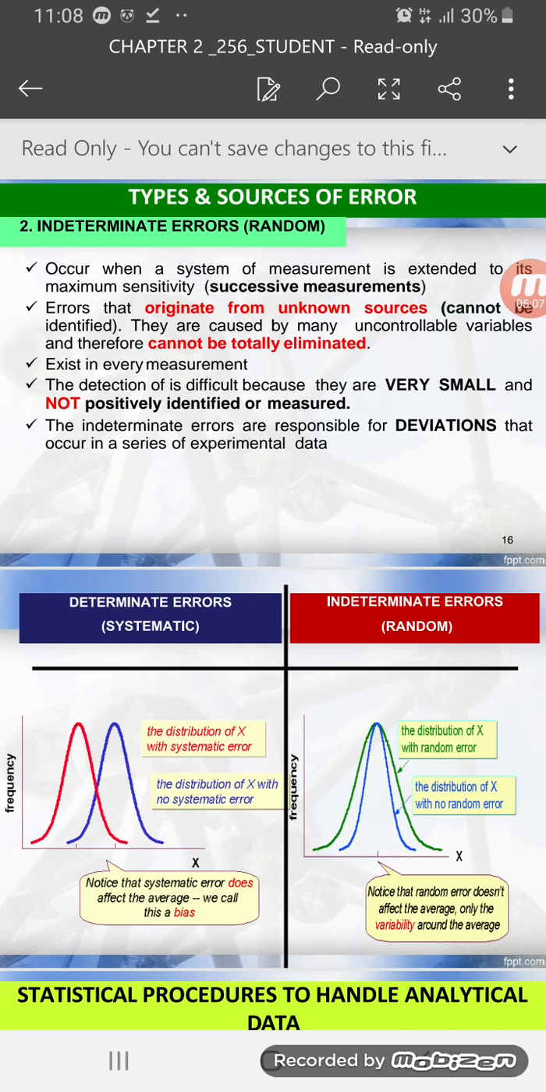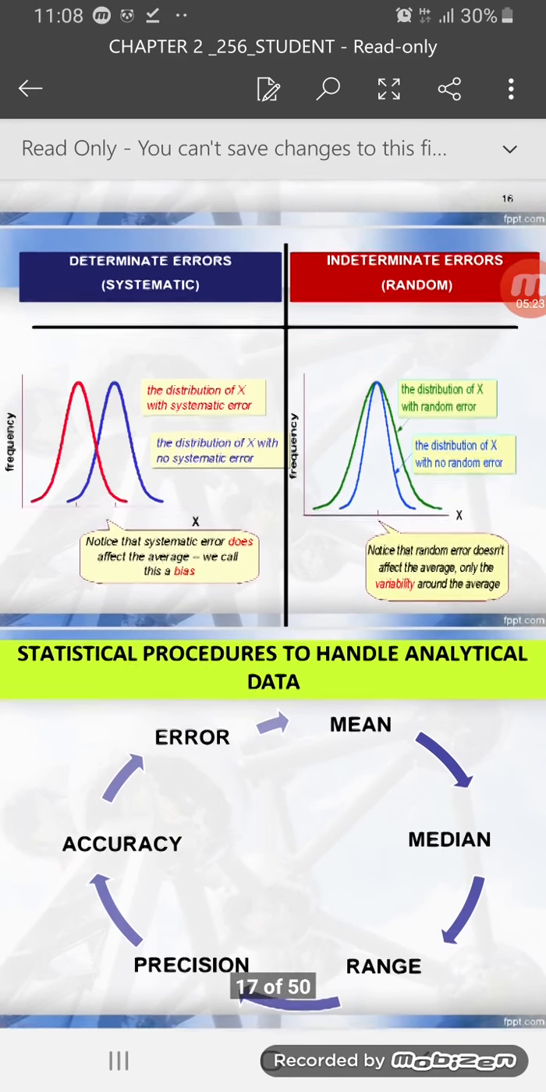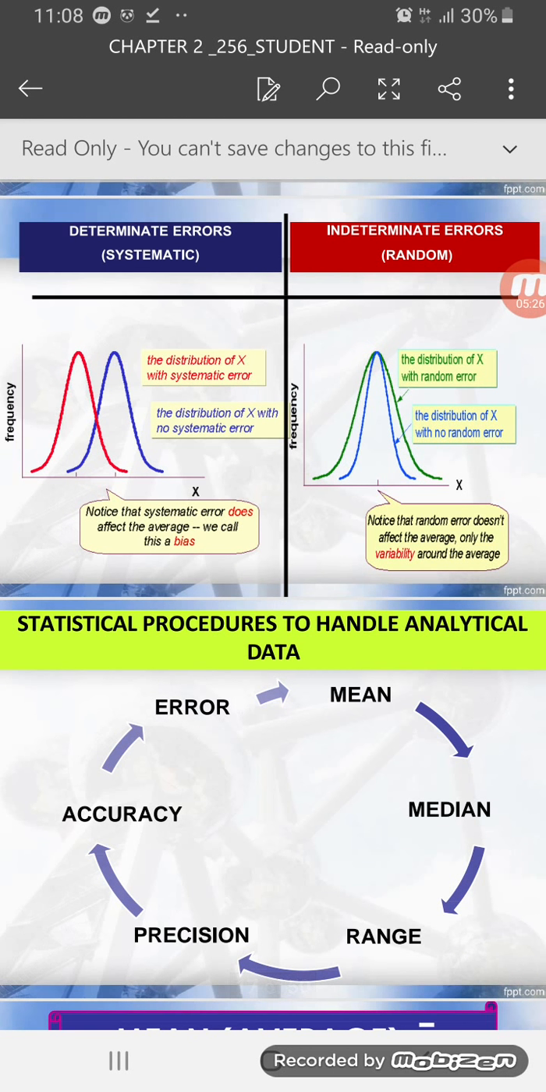Random error. So random error normally cannot be totally eliminated and it originates from unknown sources. It means that the sources we cannot identify. So the deviations are very, very small. If you can see in the graph here, the difference between determinate errors and indeterminate errors, we can clearly see that determinate error does affect the average, alright, but for indeterminate errors, that random error doesn't affect the average, only the variability around the average is affected. So to sum up, determinate error is a very small error which actually can be identified using an instrument. Alright.